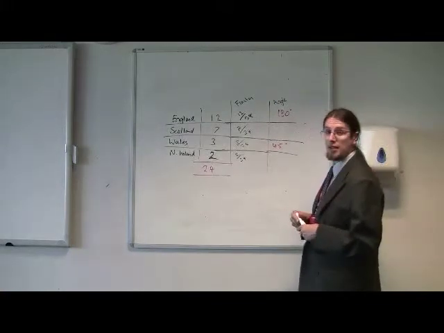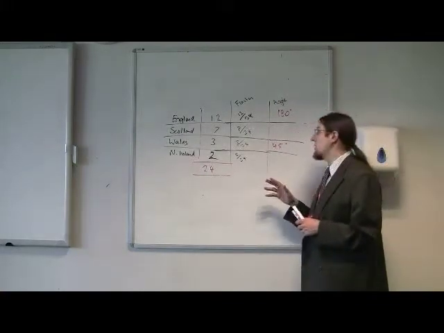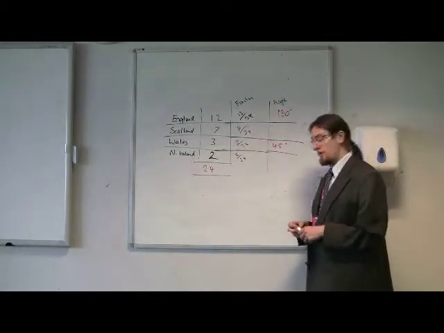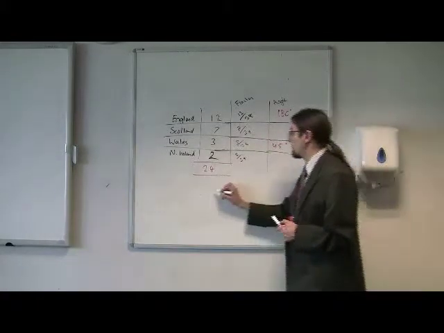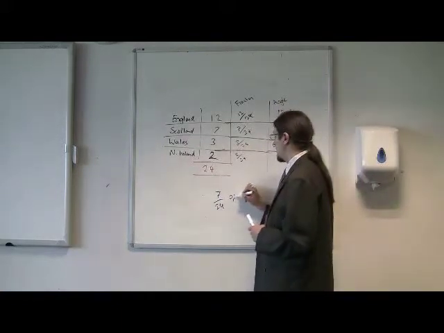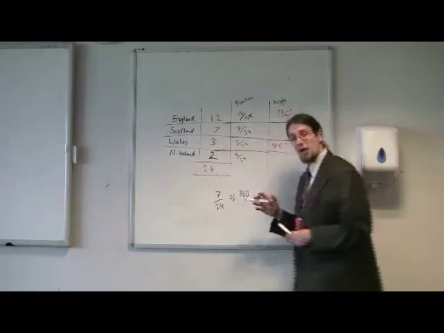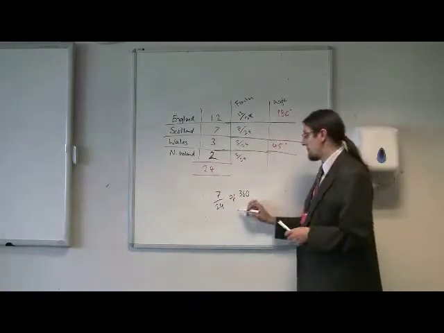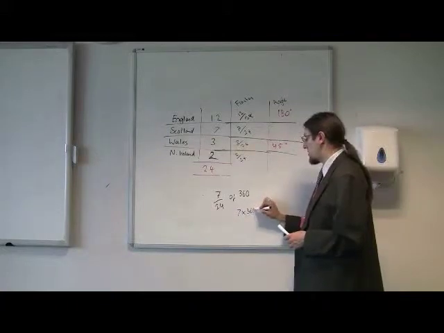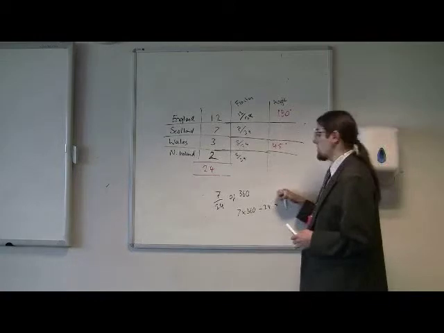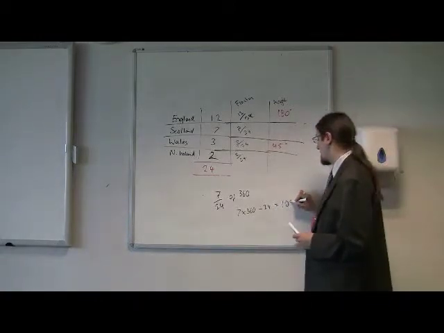If you can't spot them in your head though, and some you will need to calculate, we find the fraction of the circle. So 7 24ths of 360. The way I usually do these is I times by the top, divide by the bottom. So 7 times 360 divided by 24. It's actually going to come out at 105 degrees.